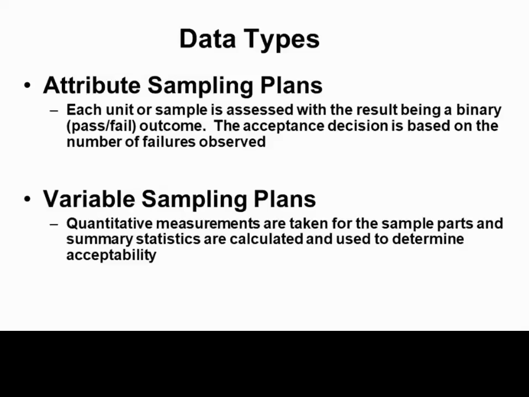Variable sampling plans, as we'll see later, we will record variable information about leak rates or diameters or whatever we're measuring, and then calculate some statistics like means and standard deviations, and then use that data to make a judgment about the entire batch or lot that we're trying to disposition.